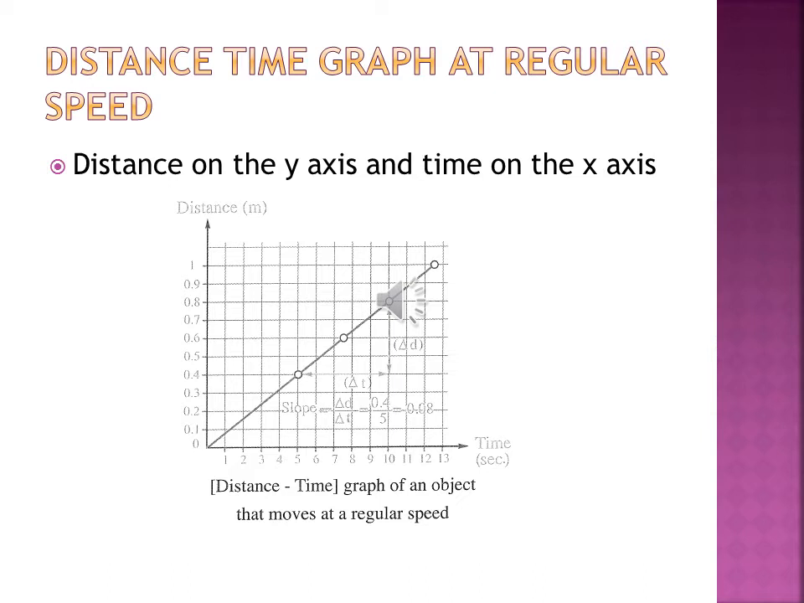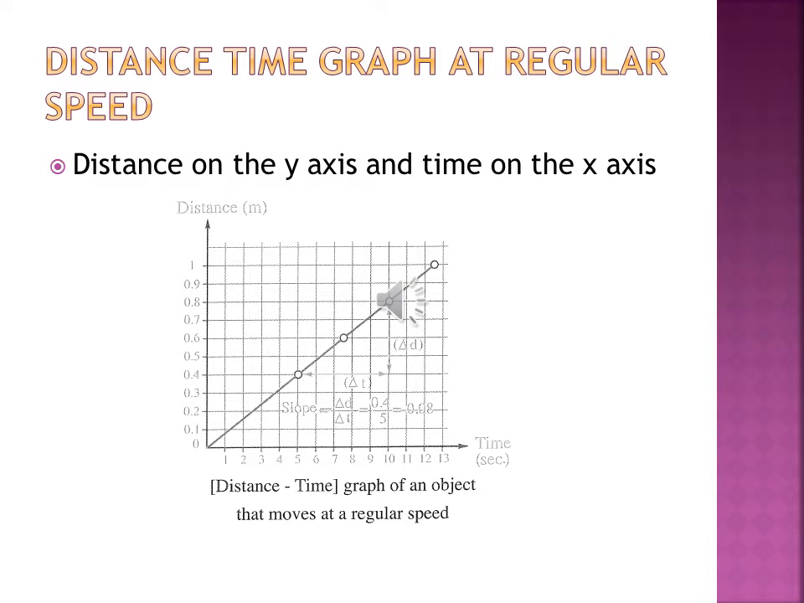To draw the graph, you must put the distance on the y-axis and the time on the x-axis, okay? And you will write the numbers and you will make this line. To name the graph, you must start with the term that is on the y-axis. So I will start with distance, then time graph. So the name of the graph will be distance time graph at regular speed.